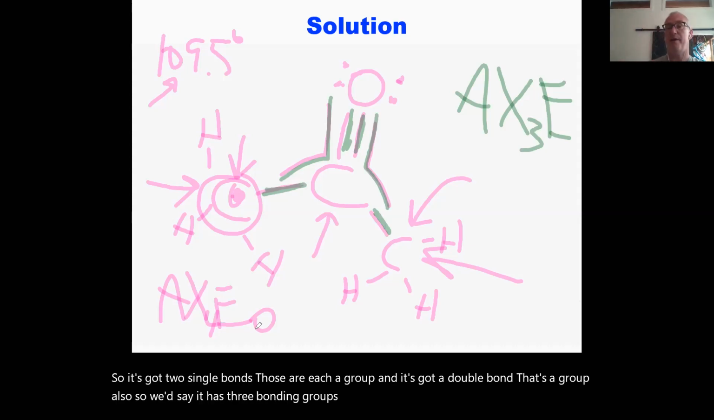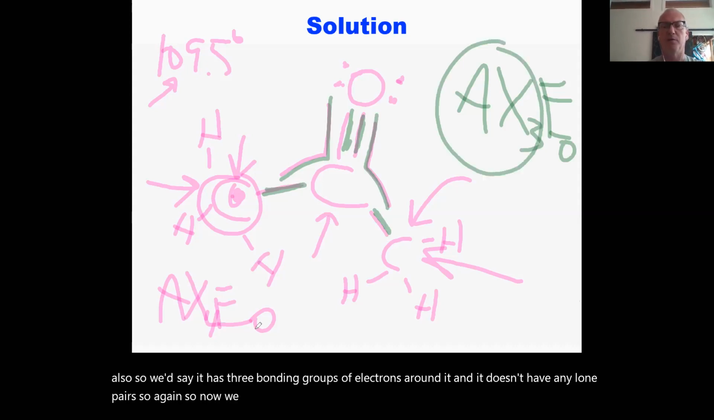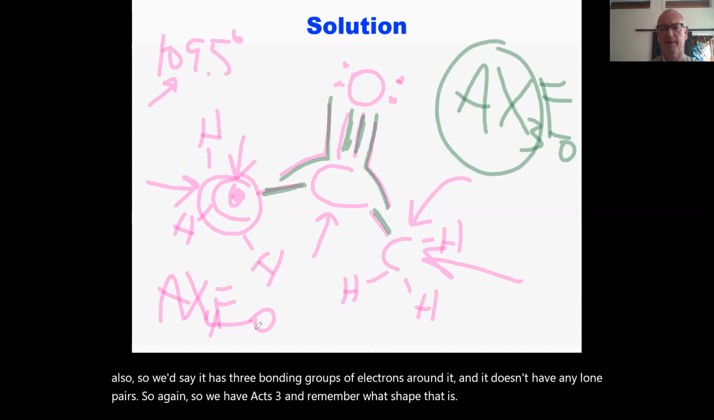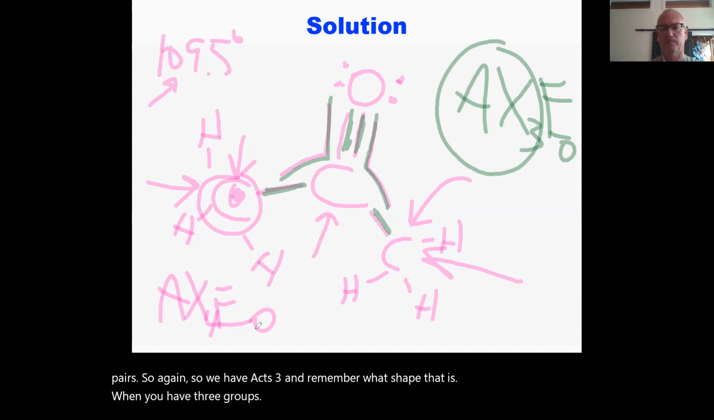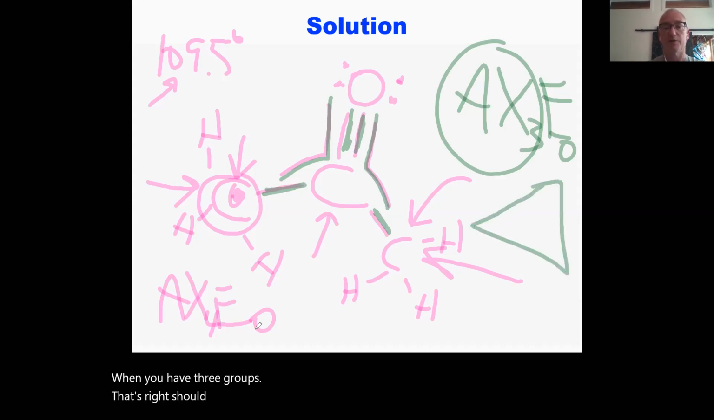And it doesn't have any lone pairs. So now we have AX3. And you remember what shape that is when you have 3 groups? Trigonal planar. That's right. It should be a triangle. So this angle should be around 120 degrees. But do you think it's more or do you think it's less?